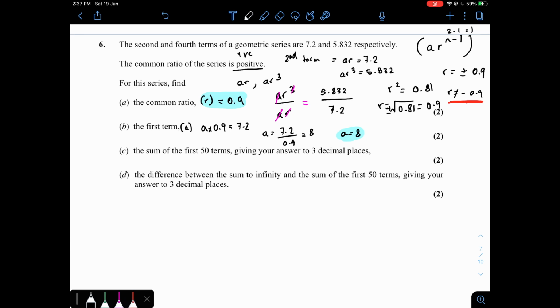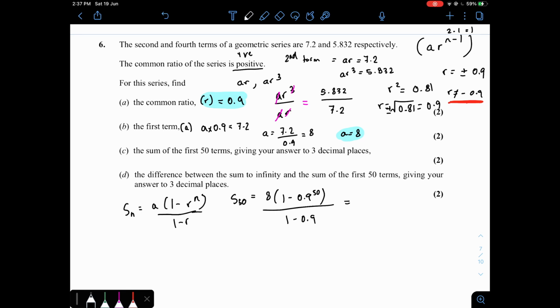Now, if you remember, the sum to n terms is usually A bracket 1 minus R to the power n, over 1 minus R. So in this case, the sum of 50 terms will be 8, because A is 8, times 1 minus, what's R? 0.9 to the power of 50, all over 1 minus 0.9. That's all you have to do. And we just put this in our calculator.